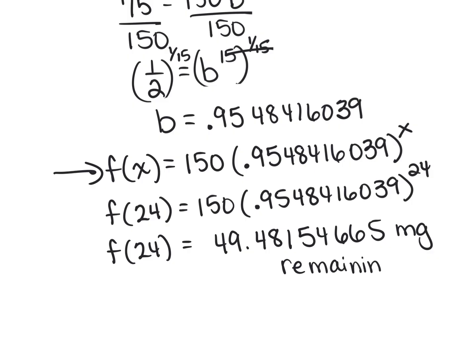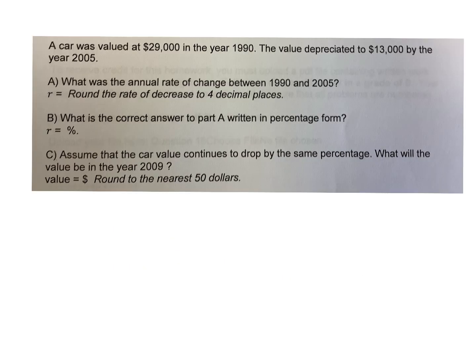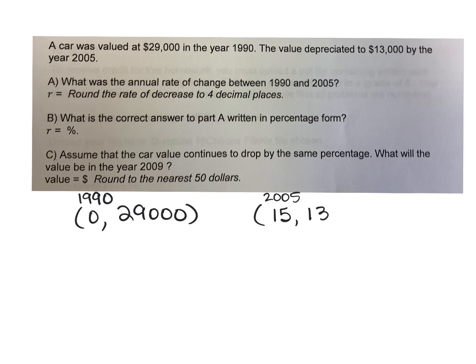So you're going to have to come up with these equations if they don't give them to you, so be careful with those. In this next one, we have a car that's valued at $29,000 in the year 1990. We are going to write that as an ordered pair point (0, 29,000), meaning that that's my initial value. Remind yourself that this is the year 1990 because we're going to have to do something with that in just a minute. And then it depreciated to $13,000 by the year 2005. So in 2005, we will have gone 15 years into the future, and it's worth $13,000.